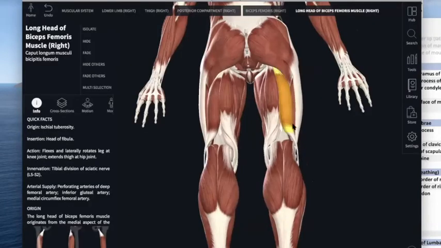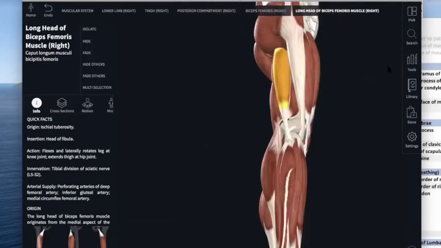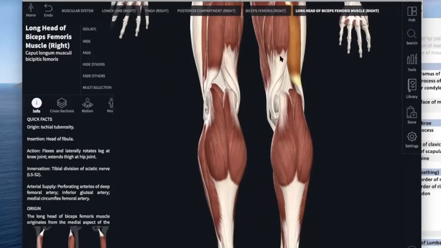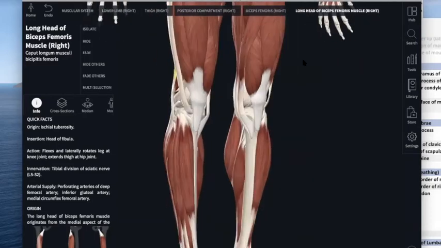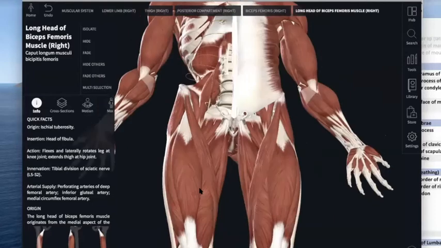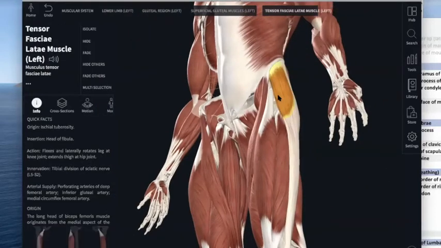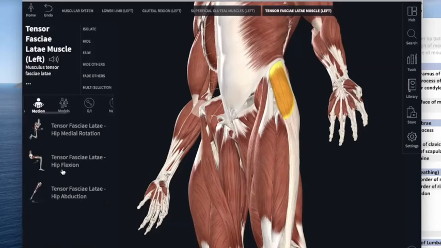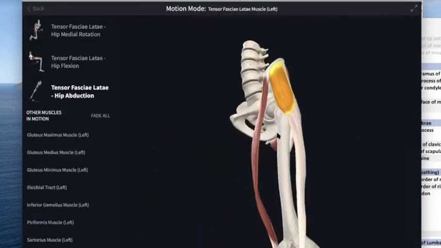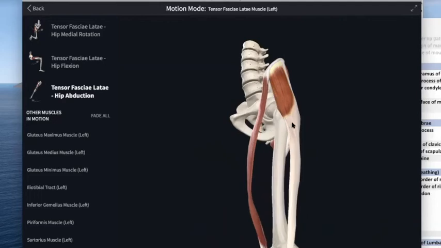So those are, on the front, your quads, on the back, your hamstrings, and then on the inside, you've got your adductors. Now, you really don't have so much in the way of abduction movement. Your tensor fasciae latae does a little bit of this hip abduction because it's on the lateral surface of the joint right there.